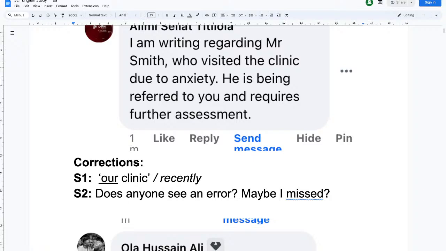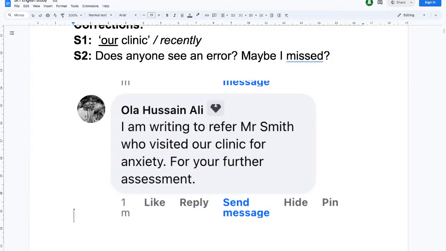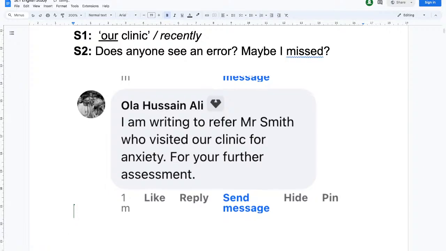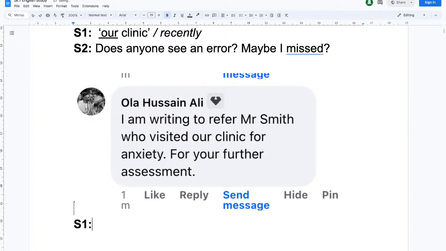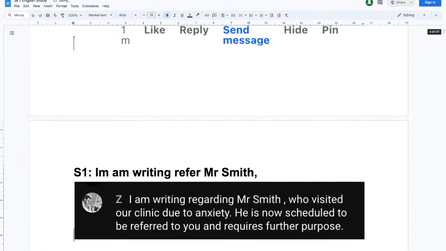Okay, next one, guys, and then I'm going to do a few more and then we'll finish this class. The next one is going to be Ola. Let's look at Ola's here. Ola says, "I'm writing to refer Mr. Smith." Okay, so Ola, first thing, sentence 1: "I am writing to refer". You can say refer, I don't mind that. But you need a comma, Ola. You forgot your comma. Okay, does that make sense?